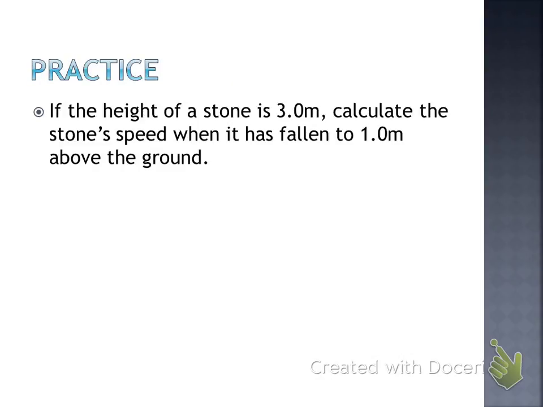Okay? If a stone is held at 3 meters, calculate its speed when it has fallen to 1 meter above the ground. Okay, so we can't just use our kinematics equations here. We're going to use our conservation of energy equations. Theoretically, you could use kinematics, but this is what we're learning about, conservation of energy, so we're going to start there. Okay, so here's my stone. It's going to drop. Here's 1 meter. Here's 3 meters. And here's the ground right here.